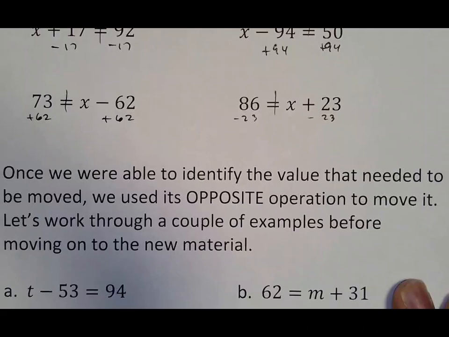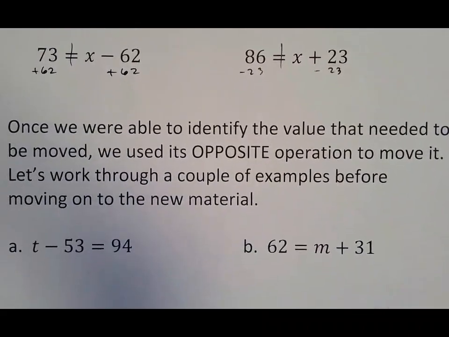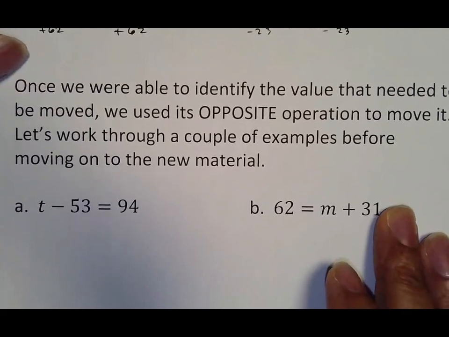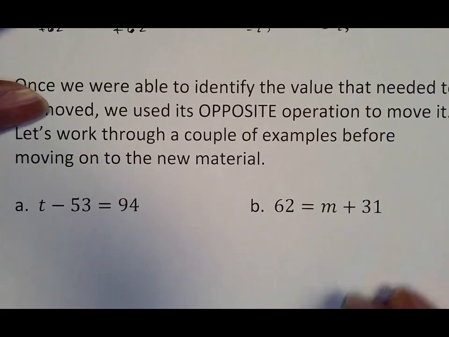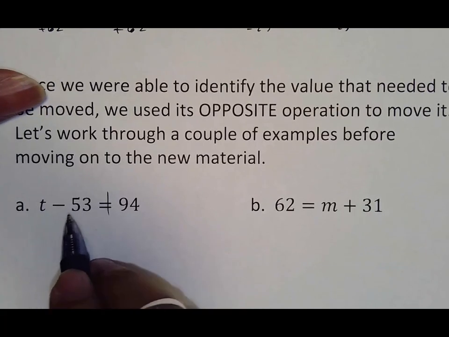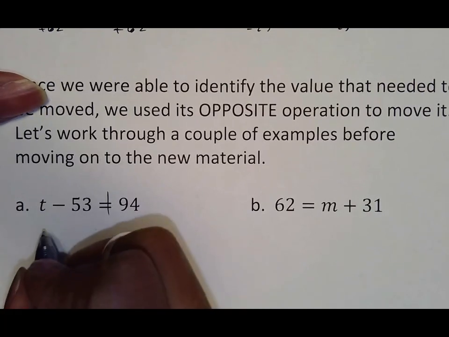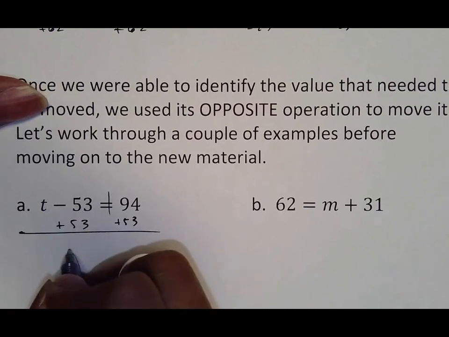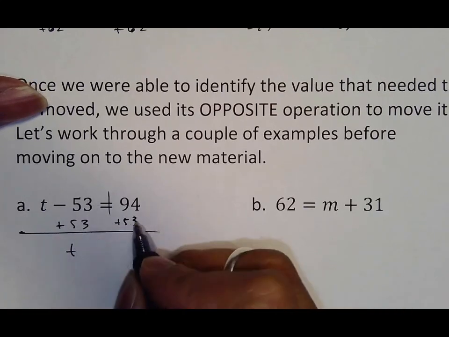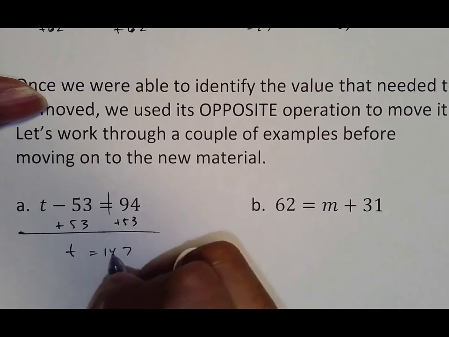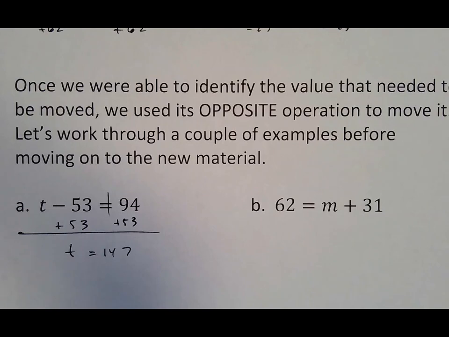Once we were able to identify the value that needed to be moved, we use its opposite operation to move it. Again, let's work through a couple of them very briefly just to make sure we've got it down before we move on. Here, t minus 53 equals 94. I need to move this 53. It is a negative 53, so I will move it by adding 53. That means that t comes down, that's gone, and 94 plus 53 is 7, 14, there we go, 147.